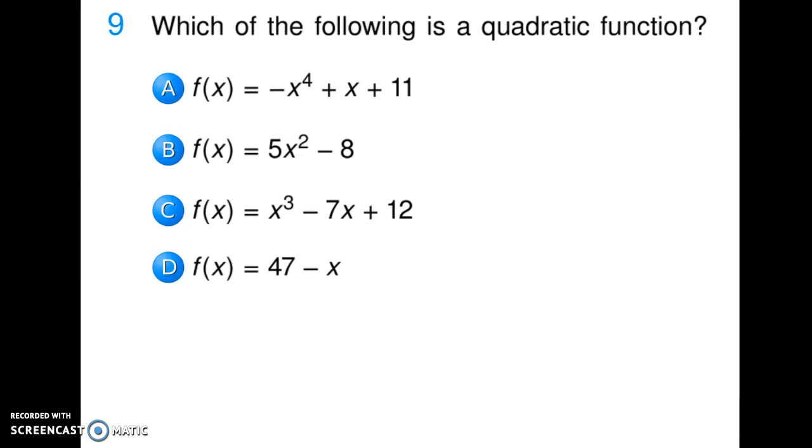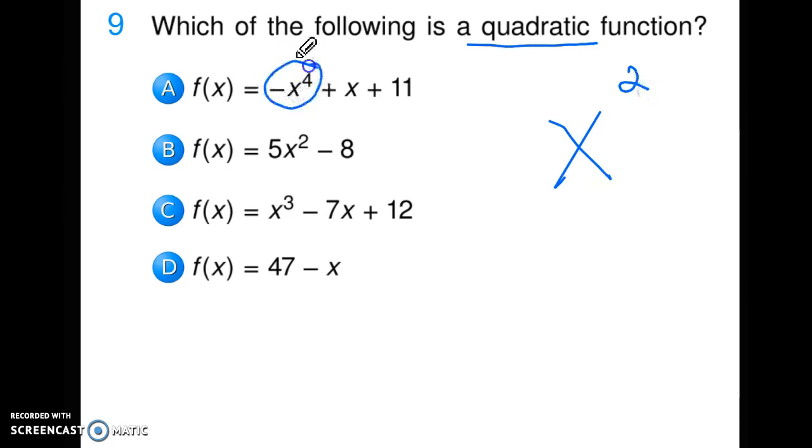Which of the following is a quadratic function? Okay, quadratic function, well, that's pretty easy. I'm looking for anything that has x squared in it. This has x to the 4th. This has x squared. This has x to the 3rd, and this has just x.